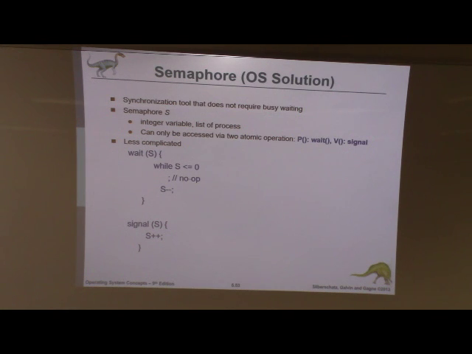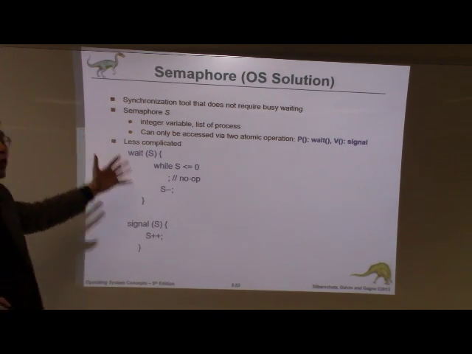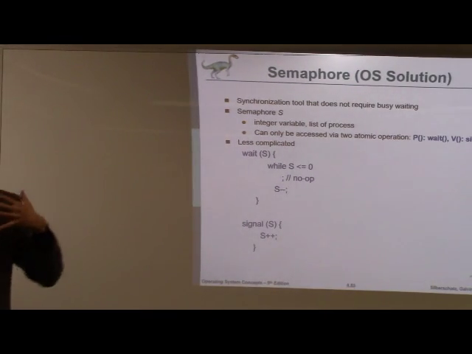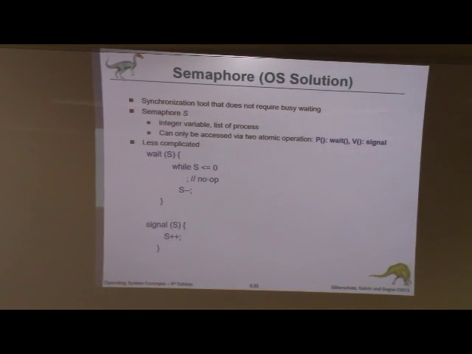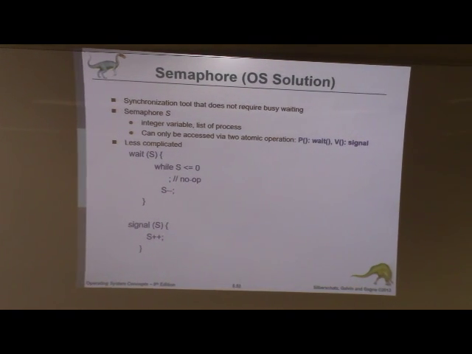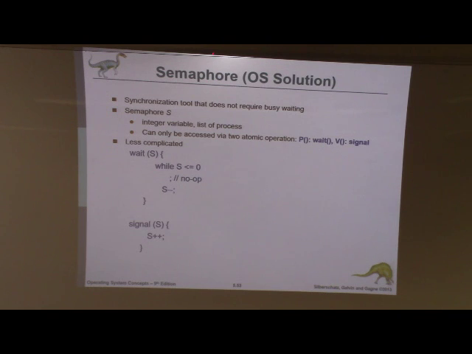When I'm leaving, you can increase the value. So the highest value means nobody is waiting, and 0 means it's full of processes. We can understand it in such a way. This is the data structure provided by the operating system.